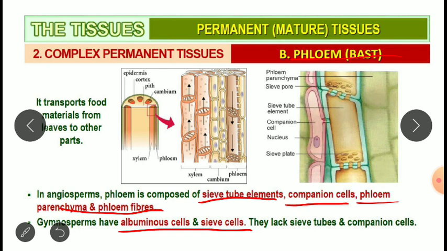Whereas the sieve tubes and the companion cells are absent. So sieve cells are present and sieve tubes are absent in the case of the gymnosperms. So let us study each one of them in detail.